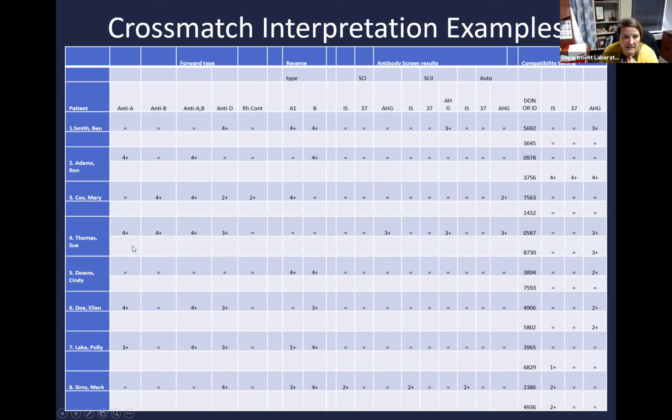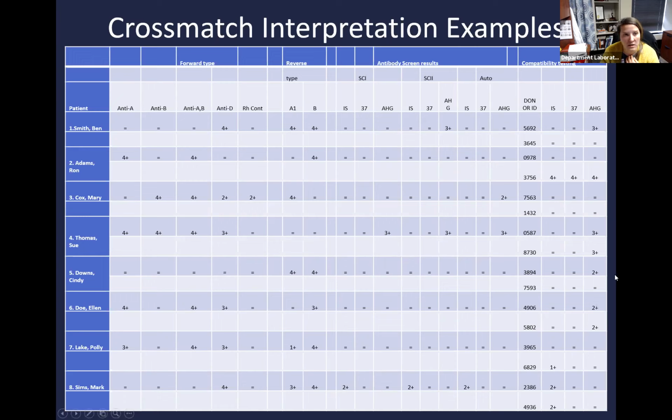All right, so the next example, our patient is AB positive, forward and reverse typing match. If you take a look at the IAT results, notice that we have 3+ reaction with screening cell 1, screening cell 2, and the auto control. So this patient has a warm auto antibody, all right?